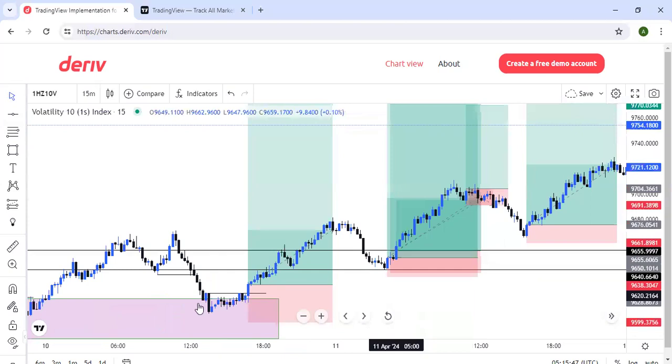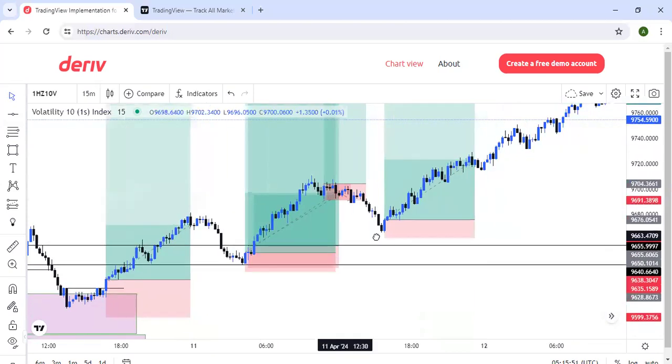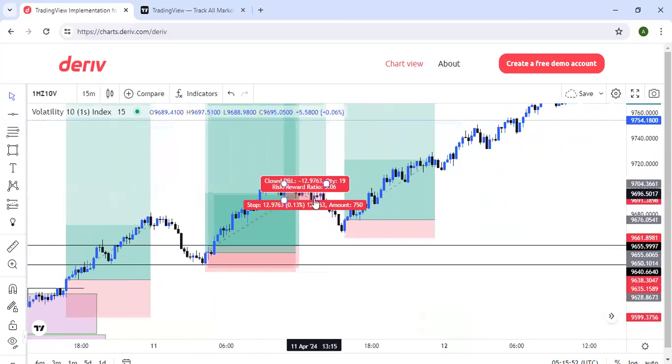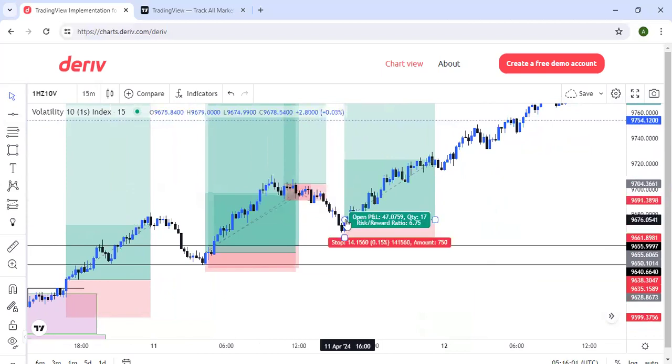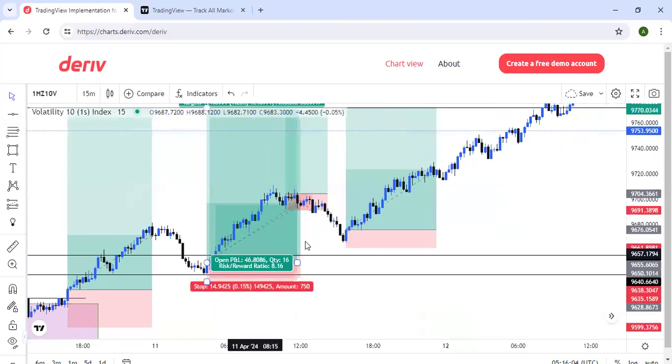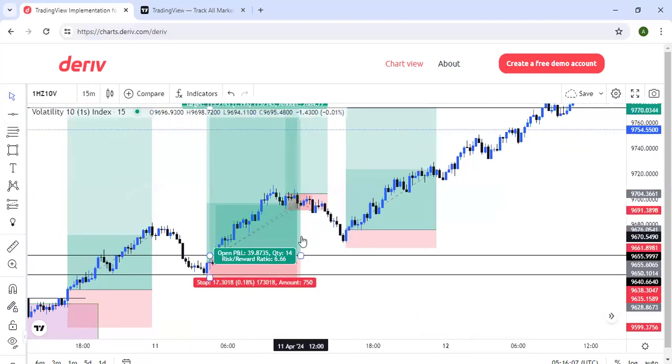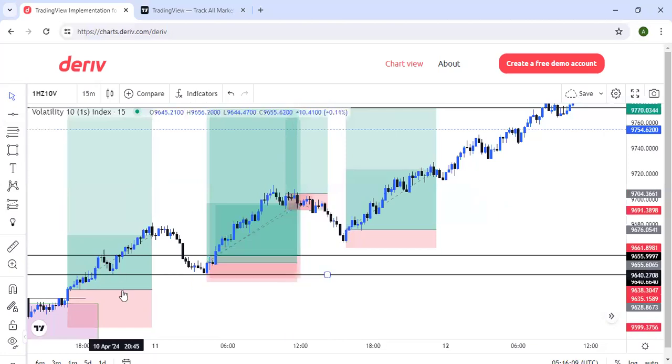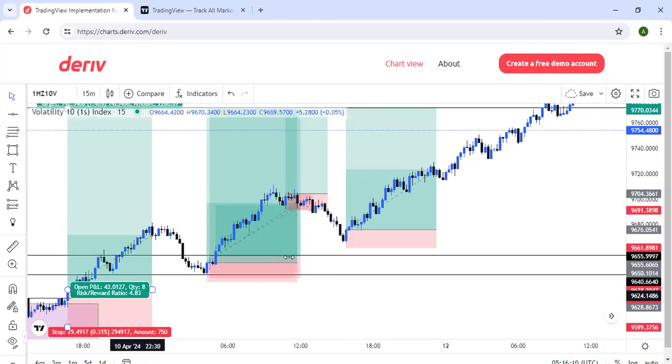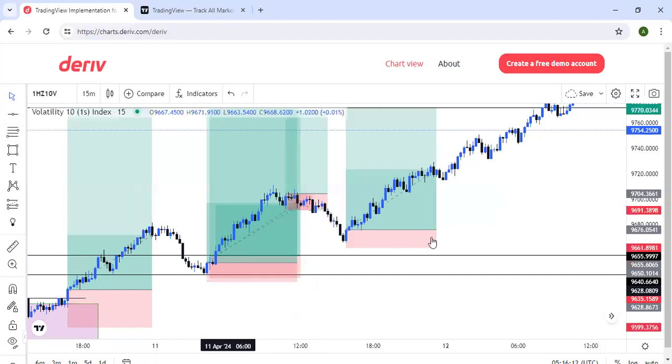So I have 1, 2 entries around here. Then this one gave us a stop out. I don't know how many pips this is, but we were stopped out. Your normal risk, we have 1 down. Here we have another one. This one is about 1 to 6. This one is 1 to 8. The first one is 1 to 6. Then this one is 1 to 4. So it would have been a great trade altogether.